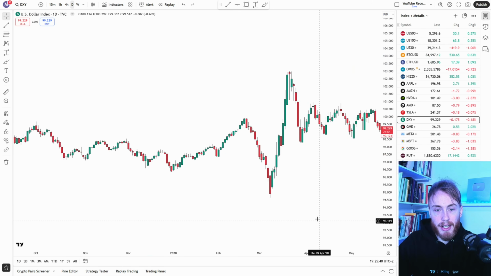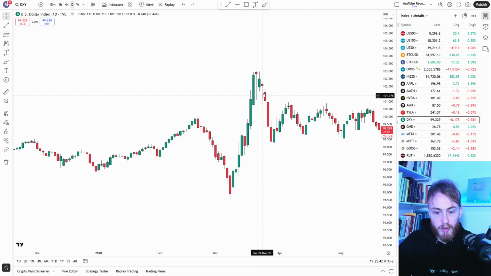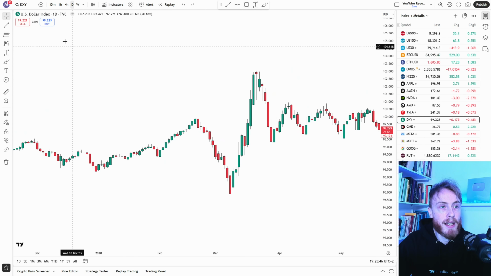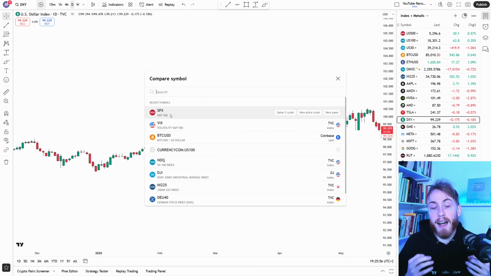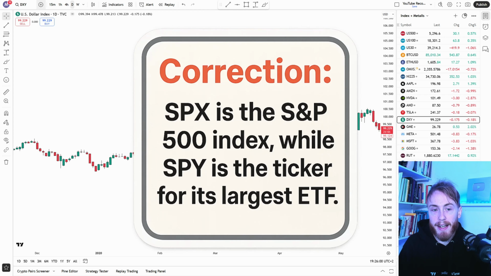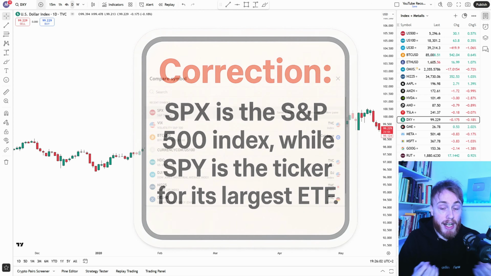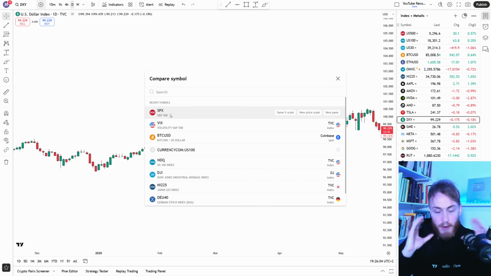And what we also can do here, if we scroll back to the COVID crash, I think this was the COVID crash, right, in March 2020, is compare the DXY with the stock market. We can, for example, compare it with the SPX. This right here is an S&P 500 ETF. And an ETF is basically an exchange traded fund. Very important to know about.